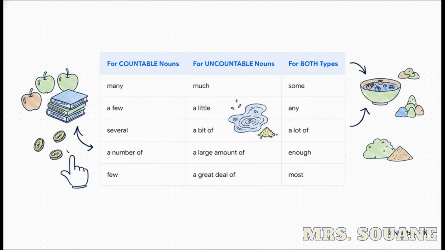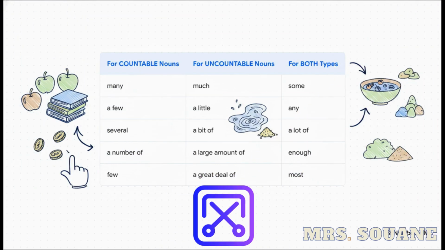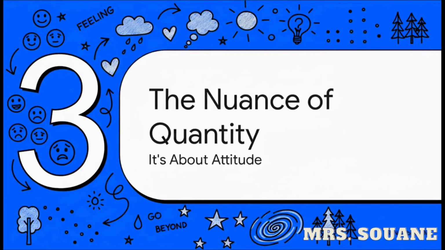And this table, this is your ultimate cheat sheet. It lays out that whole if-else logic perfectly. See that first column? That's your list for countable nouns. You can have many servers, a few bugs, several lines of code. The middle column is for the uncountable stuff: much information, a little time, a large amount of data. And then you have that third column. These are the flexible ones, words like some, any, and a lot of, that can play for both teams. Seriously, you might want to pause and take a screenshot of this. It's your reference guide.